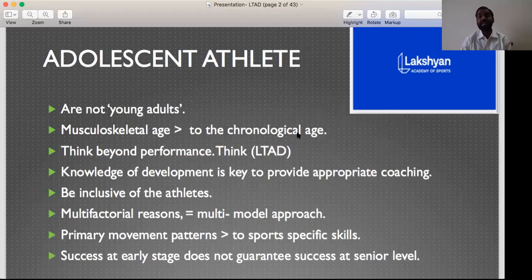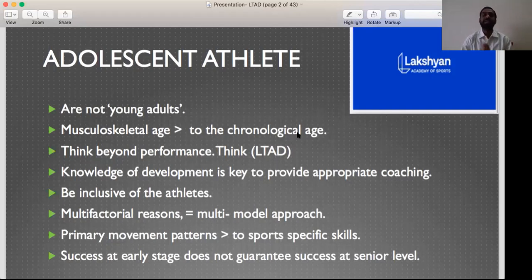All right, we definitely need to have knowledge of development. That means at what stage, what child can take up what kind of loads. It's very important for us to create a very good, appropriate coaching program. And when I say coaching, that means even the physios or trainers or doctors who are working with young athletes and prescribe them various kinds of movements, they need to be aware of this.